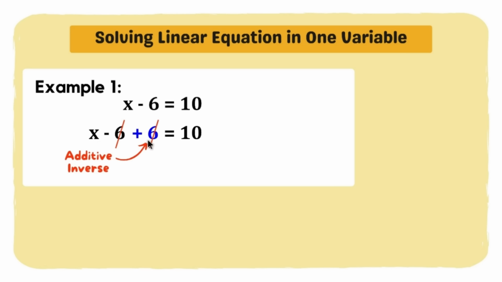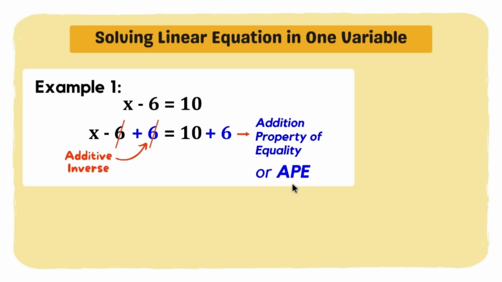And remember, in our property kanina, we made mention that if we're going to add something on the left side, ganun din po ang i-add natin sa right side. So, mag-add tayo ng plus 6 dito sa kabila. Therefore, mamaya magiging 16 na po ito. Okay, ito po yung addition property of equality natin or yung tinatawag nating APE. Okay, so we have now here x is equal to 16, using the APE.